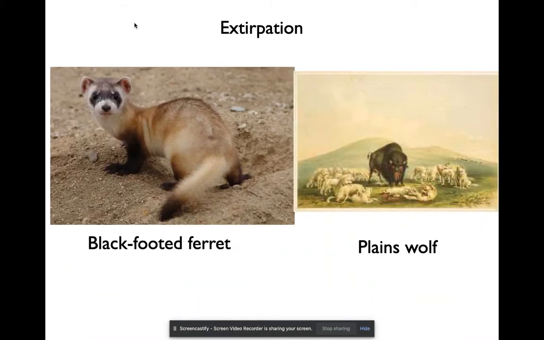One that's not as bad is called extirpation. Extirpation is when a species is removed or wiped out, but only within a certain area. So they're not completely exterminated from the entire planet. The two examples are the black-footed ferret and the plains wolf.